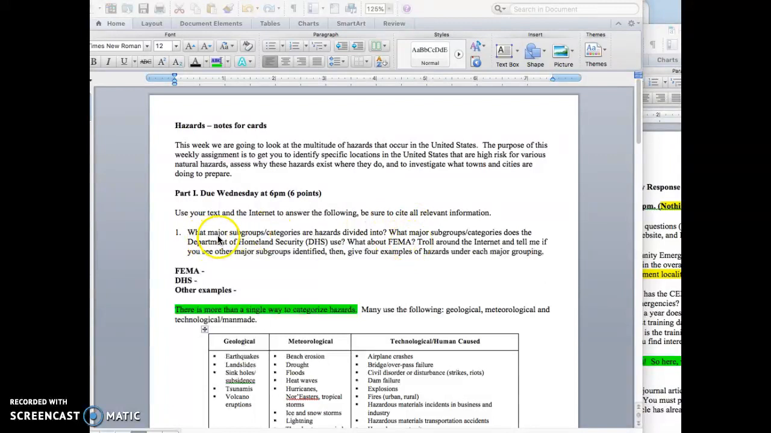Basically, the question was, what subgroups or categories are hazards divided into? And then tell me how DHS and FEMA define these, and then look around the internet and tell me how others are classifying those.